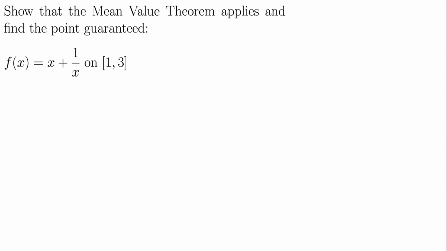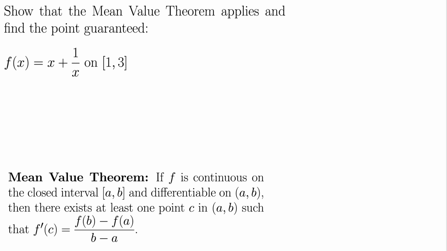Here we're looking at the function f of x equals x plus 1 over x on the closed interval 1 to 3, and we're asked to show that the mean value theorem applies and find the point guaranteed by the mean value theorem. So let's start by reviewing what the mean value theorem says.